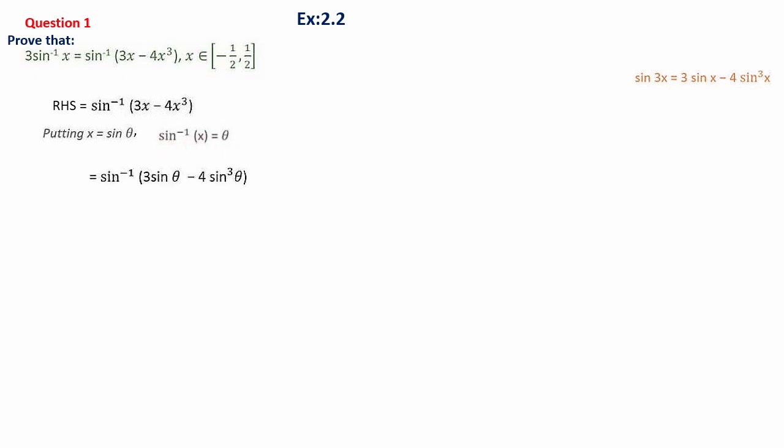So let's continue. Sin inverse, here instead of x we are putting sin theta. So 3 sin theta minus 4 sin cube theta. Here it is clear, 3 sin x minus 4 sin cube x is sin 3x. So here it will come as sin inverse of sin 3 theta. Sin inverse of sin theta is theta itself, so 3 theta will come. That is equal to 3 theta. The formula used is sin inverse of sin x is x. Now we can substitute theta, the value we have already calculated. That is equal to 3 sin inverse x. This is our left hand side. That is equal to LHS. Hence proved.